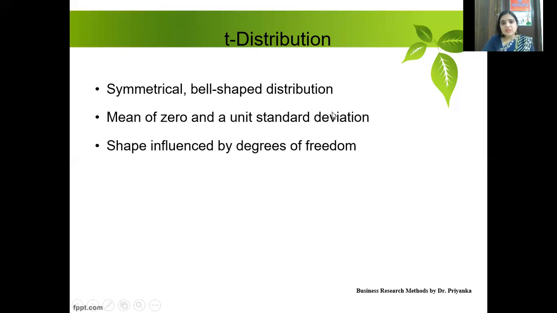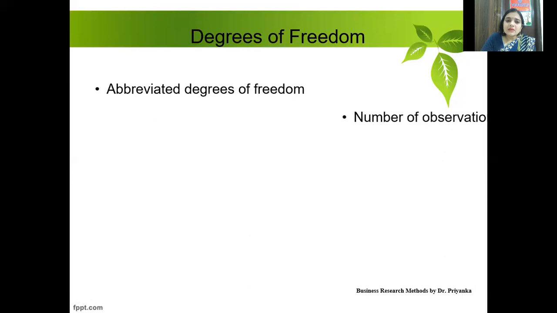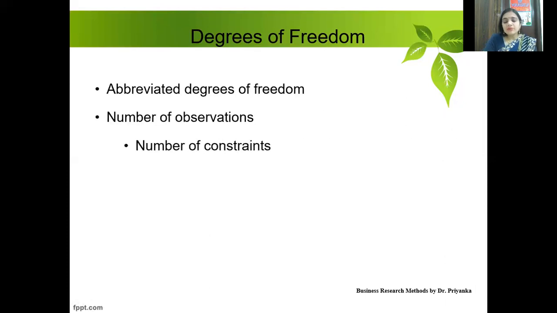We will just discuss what degree of freedom is. Degrees of freedom would basically be calculated with the help of two things: one is observations and then the number of constraints. You'll be taking the total number of observations minus the number of constraints. That is your degree of freedom. And this is very helpful while deciding to go for a t-test. What kind of test you are going through would be decided by so many parameters, and this is one of them.